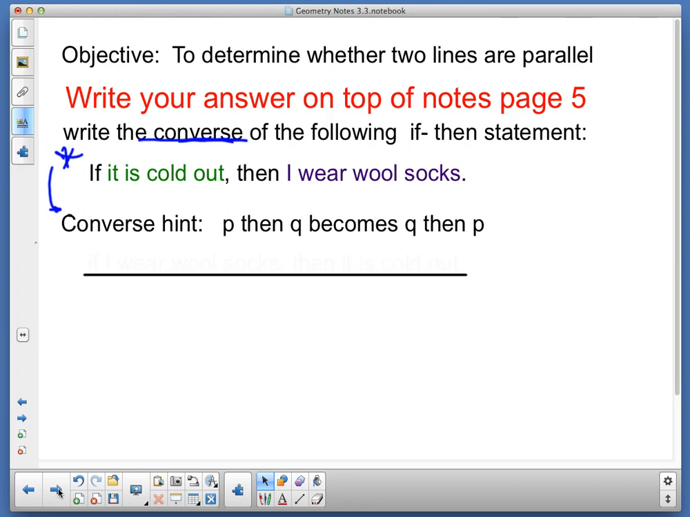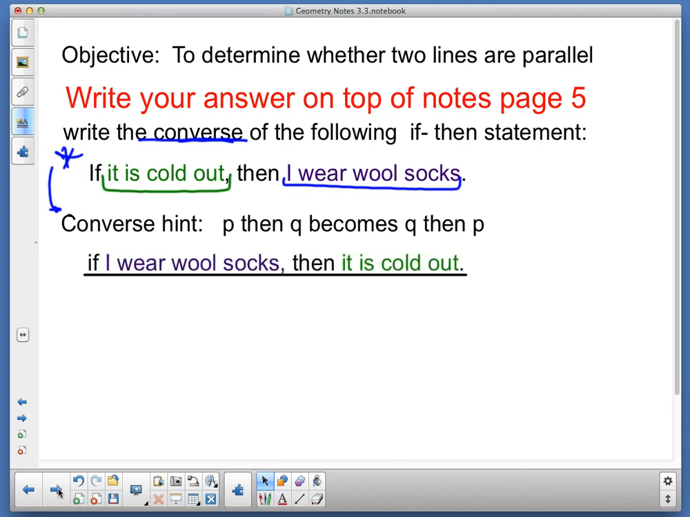You're writing the converse. Keep in mind, I even gave you the rules for converse. The converse asks you to switch those two statements. If I wear wool socks, then it is cold out. So if I've got wool socks on, it is cold out. That's the converse. And people are like, what is the deal?